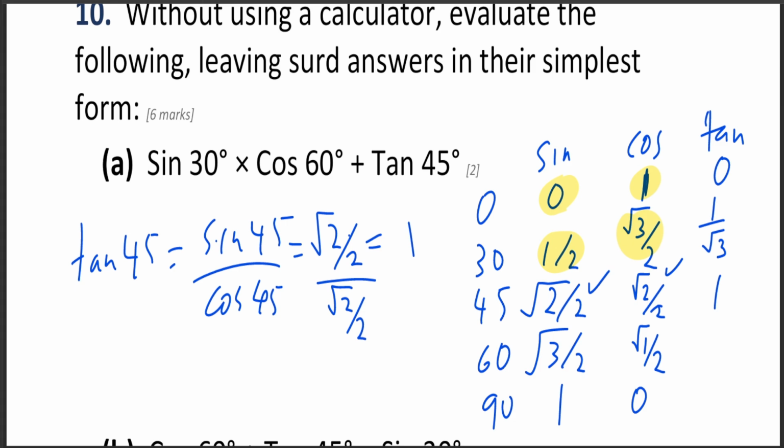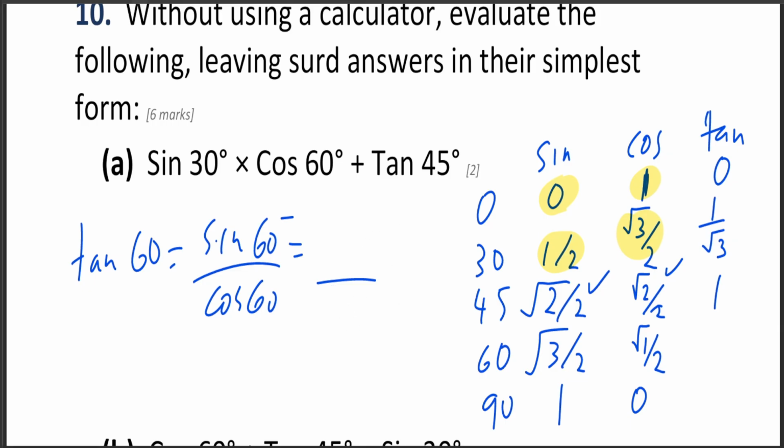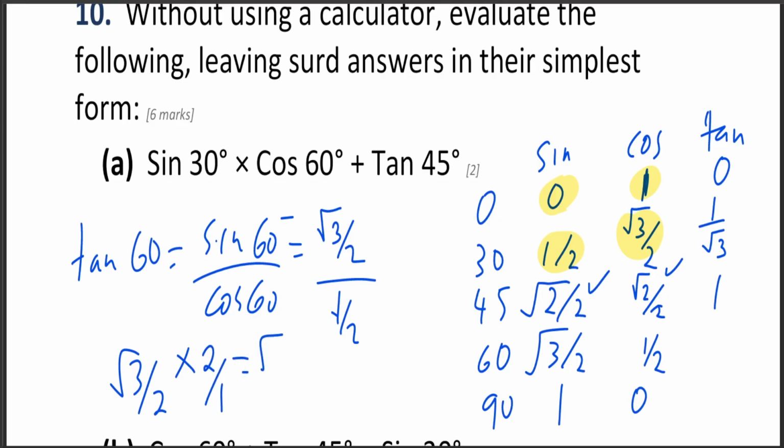So the same thing goes to tan 60 pia, which will give you sin 60 over cos 60. Sin 60 ni root 3/2 over cos 60 ni root 1/2, which is just 1/2. Haina haja tuandike mambo mingi. So which is a half. So again, root 3/2 divide by a half becomes times 2/1, which is just root 3.